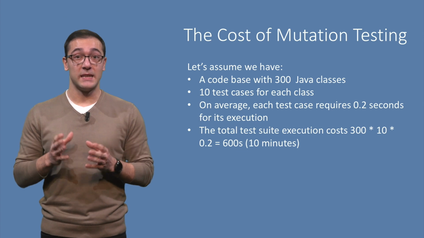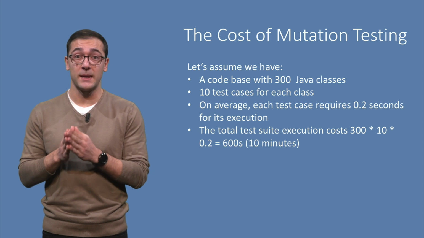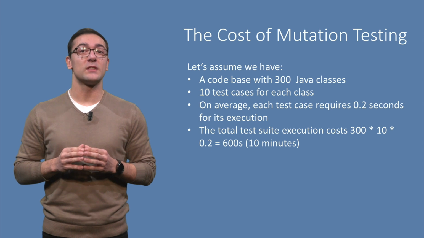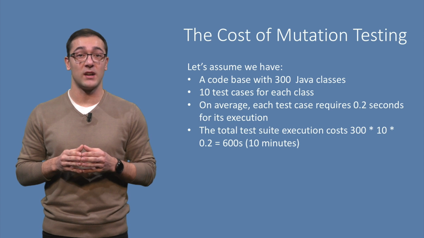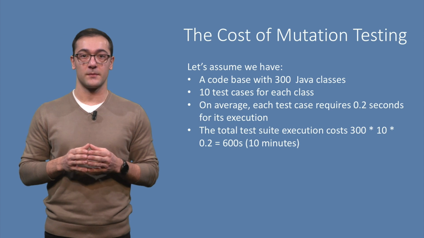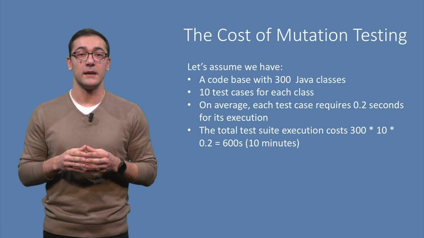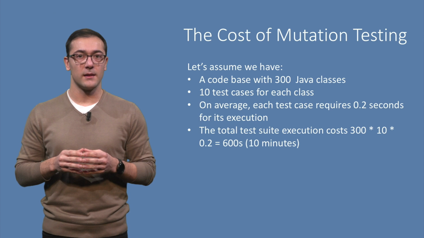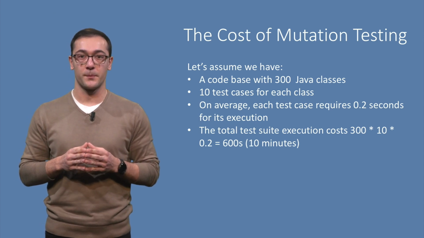The benefit of mutation analysis has a price to be paid. Indeed, it can be particularly expensive to run in the real world. To explain this, let's do some computation. Let's assume we have a code base with 300 Java classes and a test suite with 10 test cases for each class. Let's assume also that, on average, each test case requires 0.2 seconds for its execution. In total, the cost of executing the entire test suite is about 10 minutes.